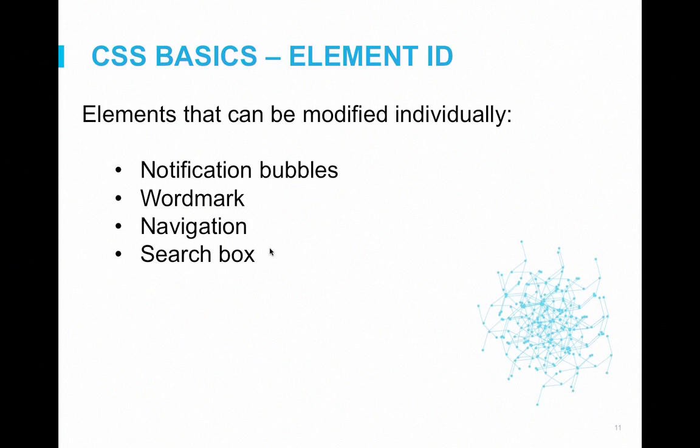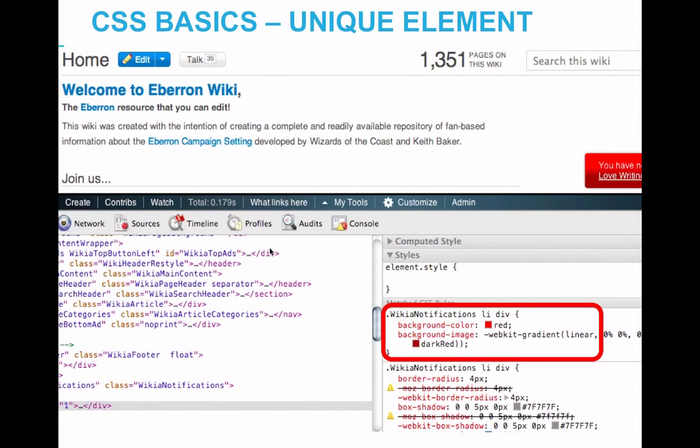But examples of what you might want to reference by ID on your wiki would be the notification bubbles, the word mark, the navigation, or the search box area. So here's an example of how you might want to do that and reference an element by ID. In this example, we changed the color of the notification box from blue to red so that it's more in tune with the wiki and its character.